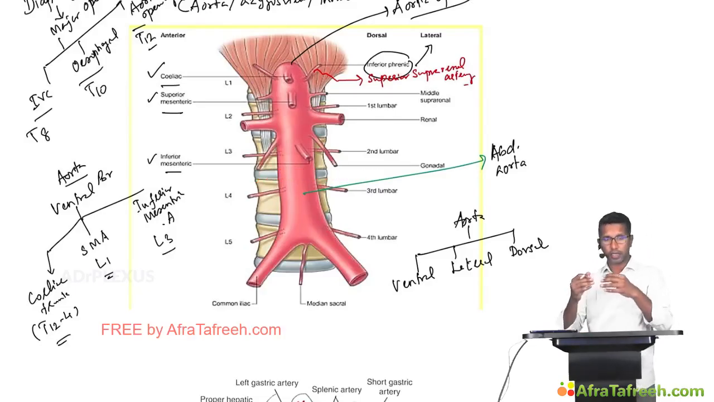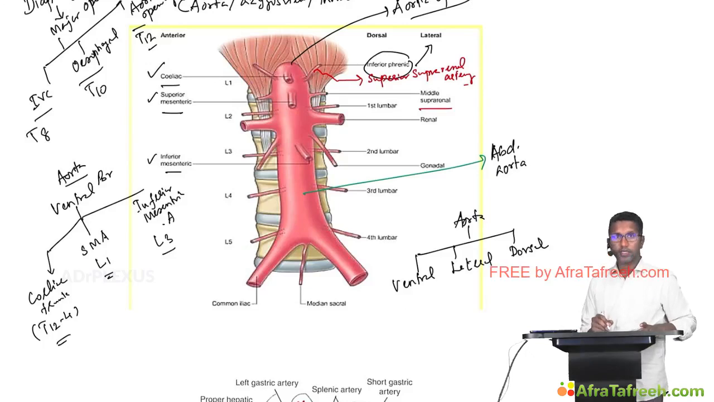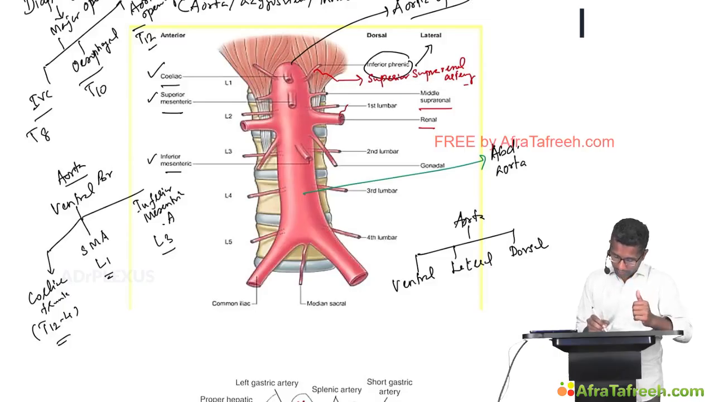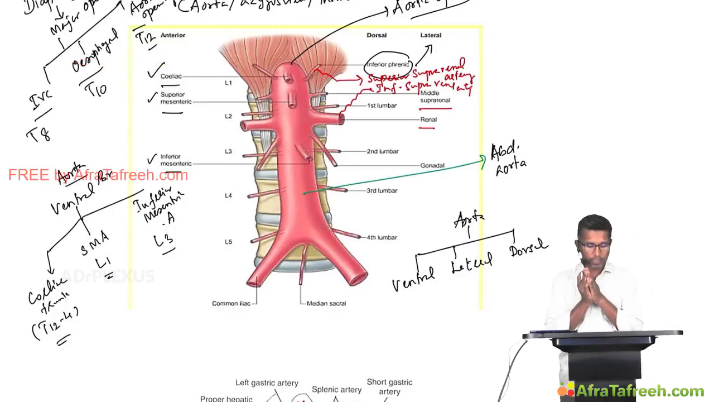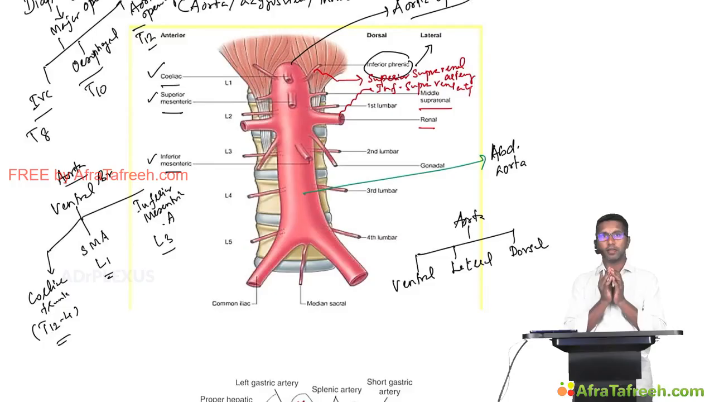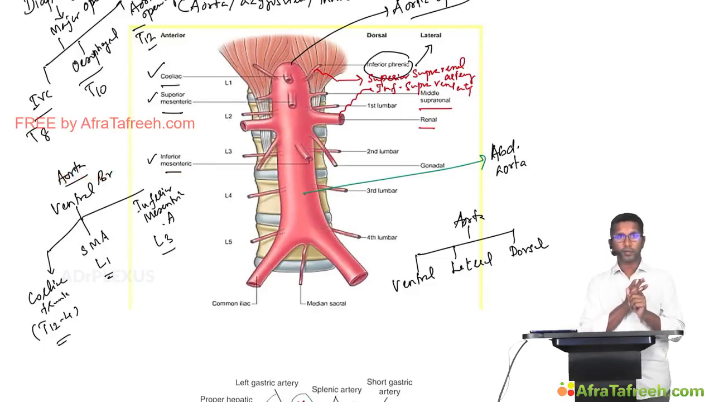From the lateral side, the next branch is the middle suprarenal artery. The next lateral branch is the renal artery. The renal artery gives a branch called the inferior suprarenal artery. So the suprarenal gland, though it is a small gland sitting silently over the kidney, has three vessels supplying it. One is the superior suprarenal artery, a branch of the inferior phrenic artery. The middle suprarenal artery is a direct branch of the aorta.